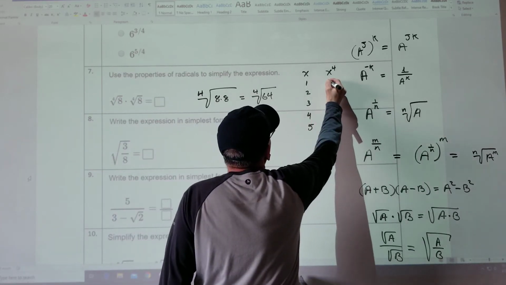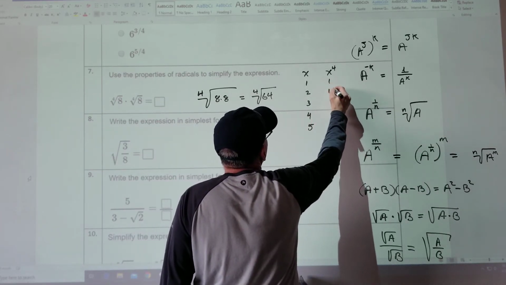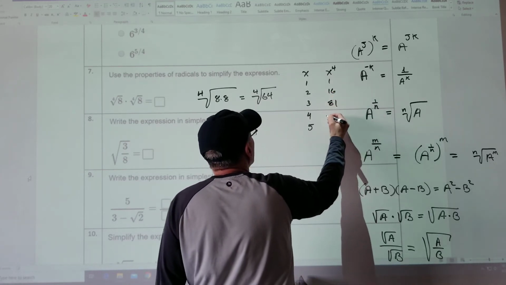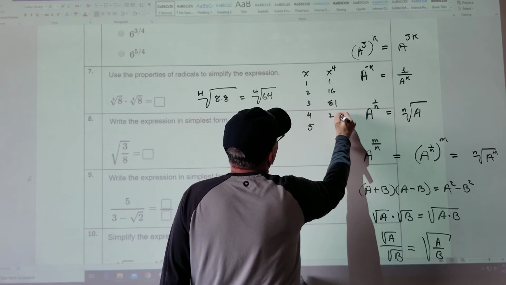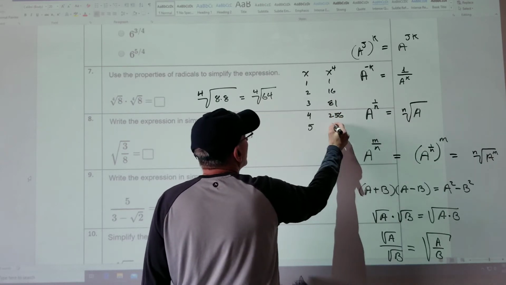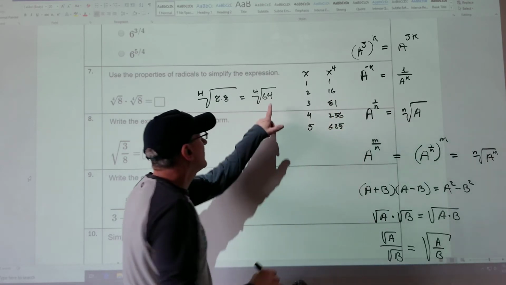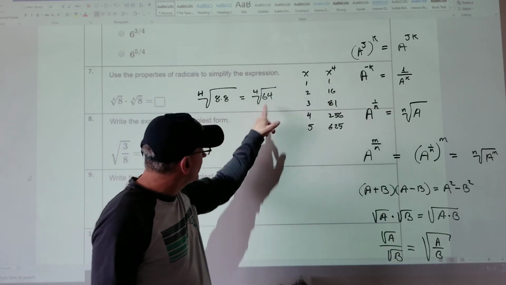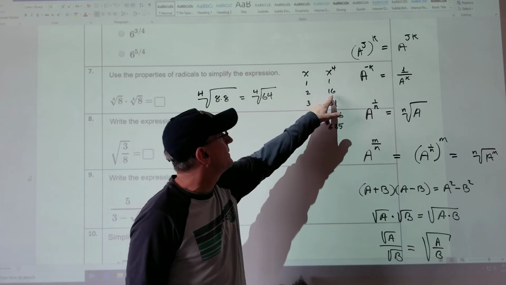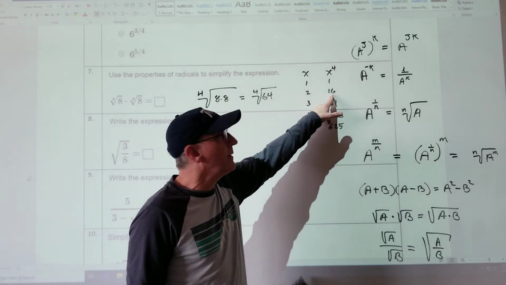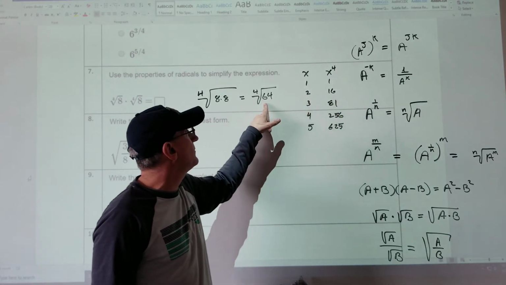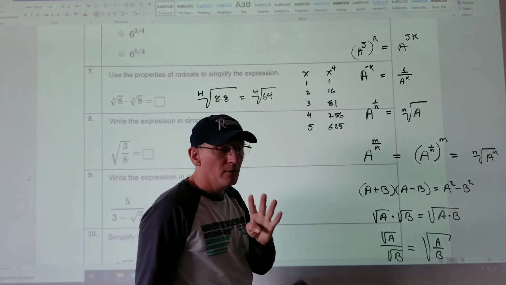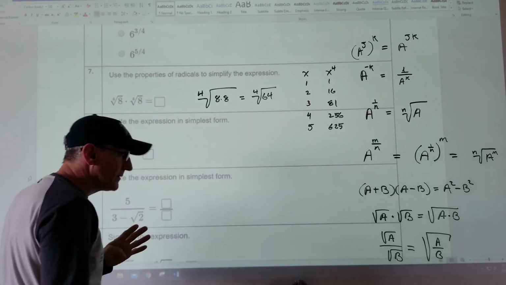1 times 1 times 1 times 1 is 1. 2 times 2 times 2 times 2 is 16. 3 times 3 times 3 times 3 is 81. And 4 to the fourth power is 256. And 5 to the fourth power is 625. Again, 64 is not in this list, but you know what it is that goes into 64? 16. How many times does 16 go into 64? 4 times. 4 times 16 is 64.